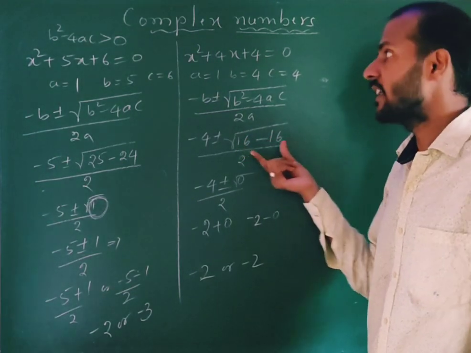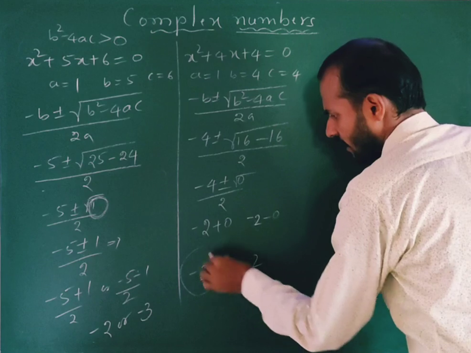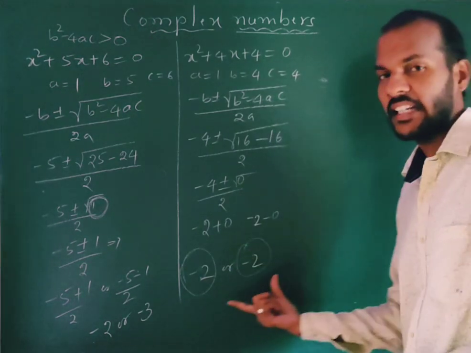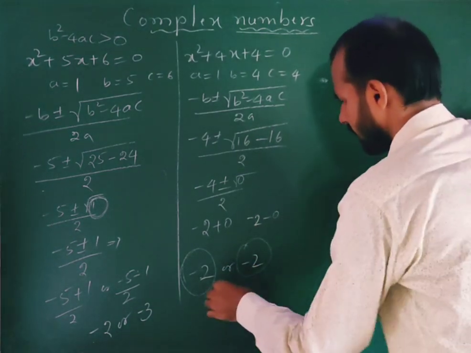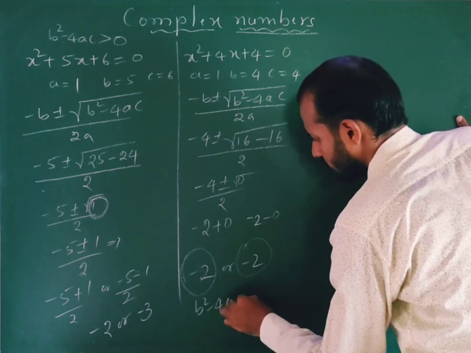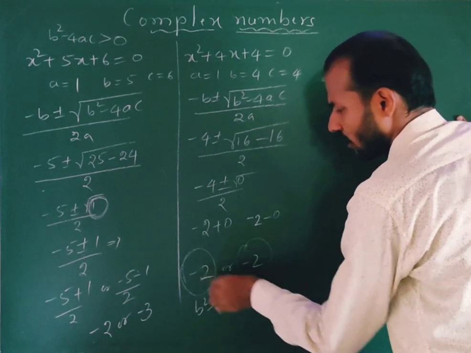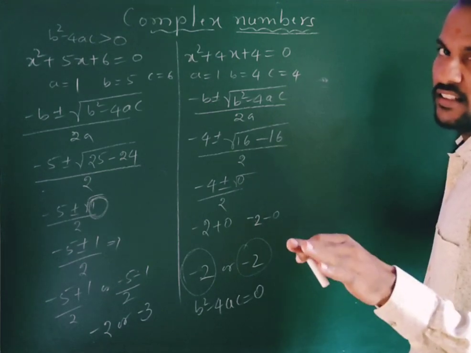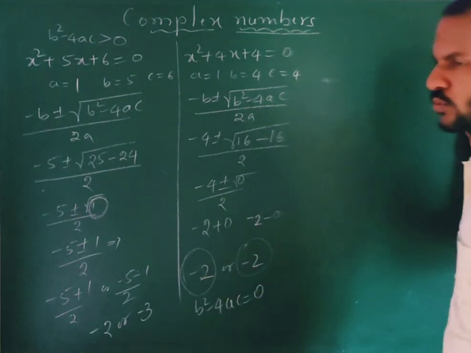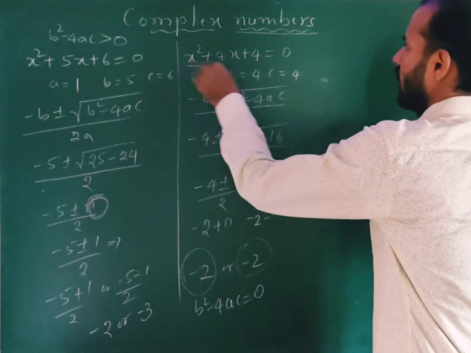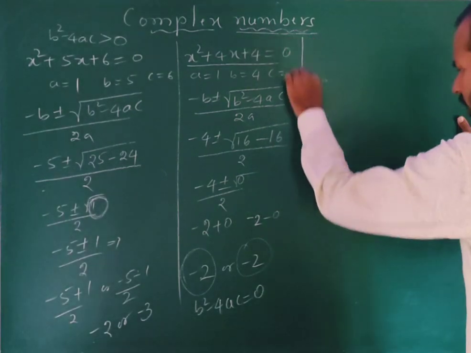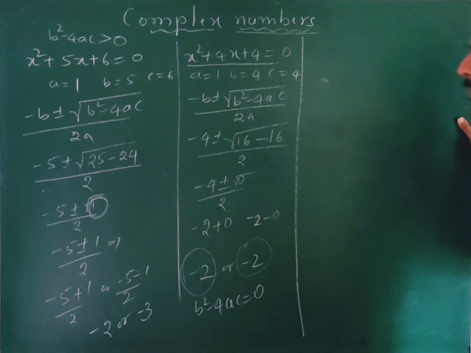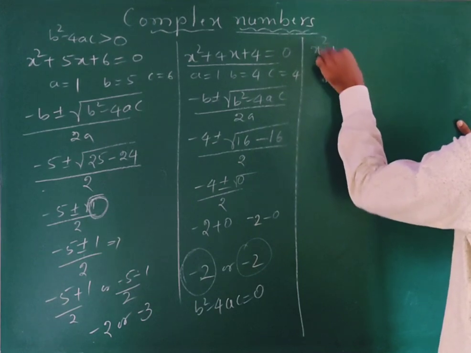B square minus 4ac is equal to 0. In this case we are getting real roots, but they are equal. Already I said earlier, when b square minus 4ac is equal to 0, we get real roots and they are equal to each other. Hence we got minus 2 as the root of the quadratic equation x square plus 4x plus 4 equals to 0.